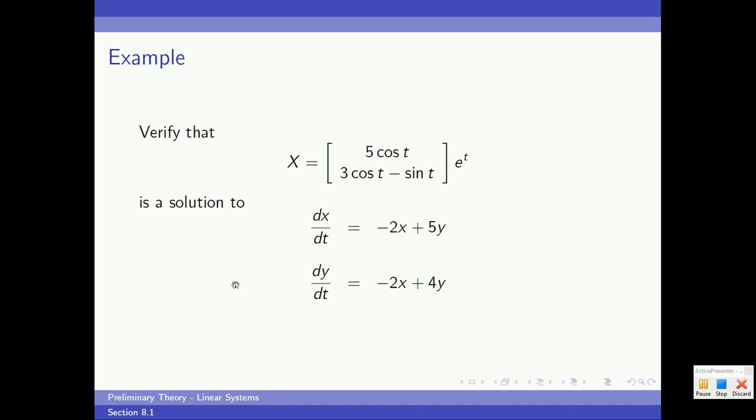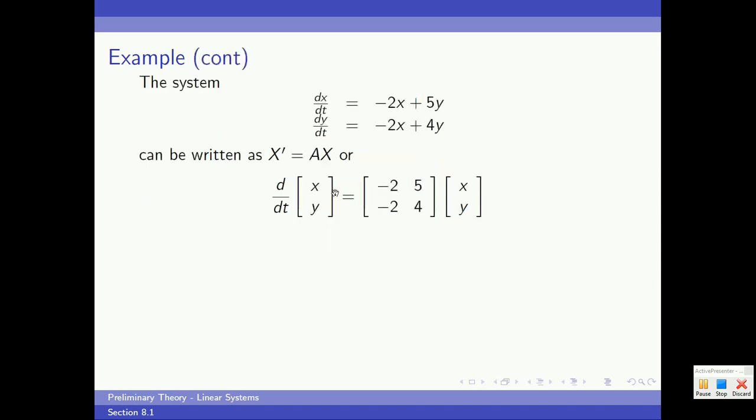So to verify that it's a solution vector, basically what you want to do is plug it in. Here, this is saying that my solution is 5 cosine t times e to the t, and then 3 cosine t minus sine t, all of that times e to the t. To see whether or not it's a solution, we want to see whether or not it satisfies this. Okay, so let's write it in matrix form. This is the easiest way to check.